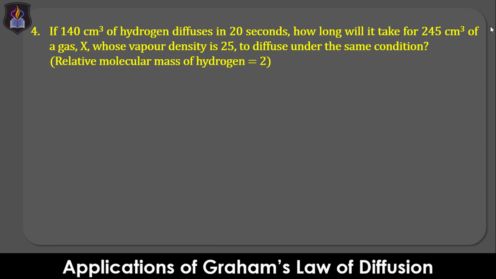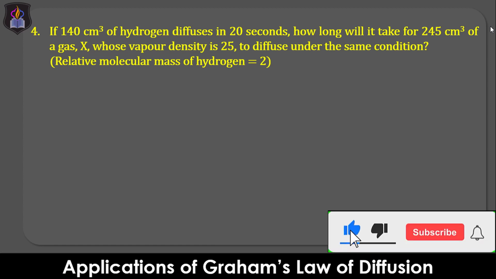The problem can be approached in two ways. First is by solving it in terms of the relationship between the rates of diffusion and relative molecular masses of the gases, and alternatively, we can solve it in terms of the relationship between the relative molecular masses and the time of diffusion of the gases. Let's look at the first scenario.